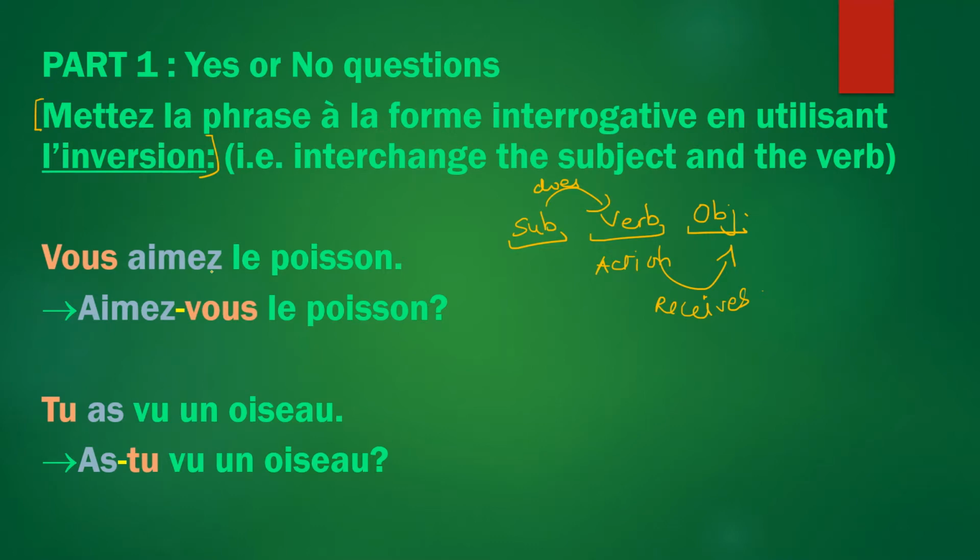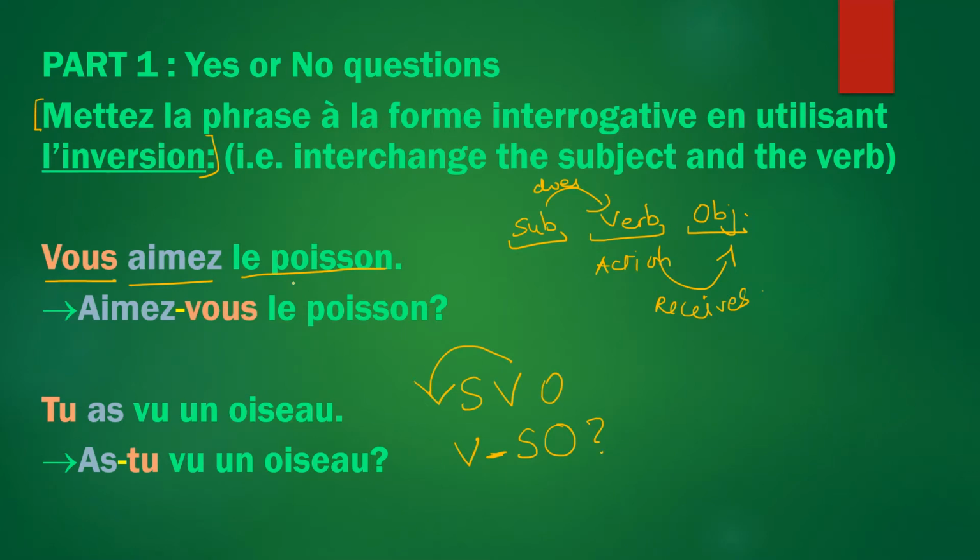So look at this. Vous aimez le poisson? You like fish. Vous becomes the subject here, which is doing the liking. Aimer is the verb and le poisson is the object. When we're bothering about questions, we don't have to worry about the object at all. We're only interested in the subject and the verb. In a simple sentence, it is subject, verb, object. In a question, what happens? We bring the verb in front, so it becomes verb, subject, object, and we put a dash in between the verb and the subject. And obviously a question mark.